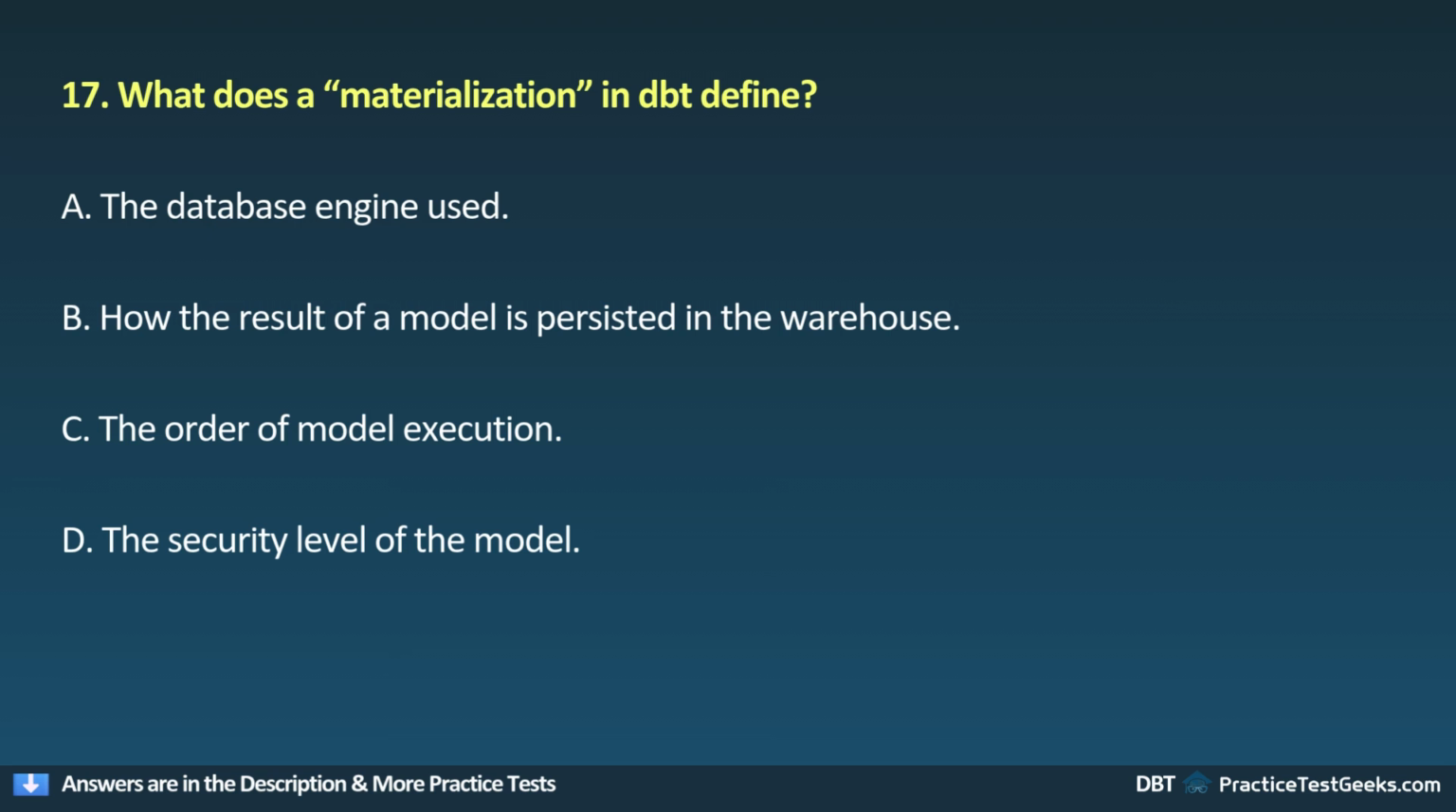17. What does a materialization in DBT define? A. The database engine used. B. How the result of a model is persisted in the warehouse. C. The order of model execution.